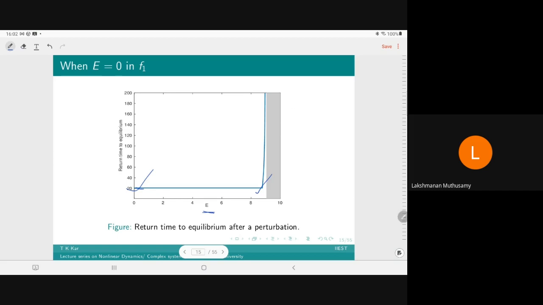Then suddenly the return time jumps. Return time jump, there is a bifurcation. This bifurcation is actually done in our paper. Spiral to node bifurcation has happened. So as the return time from this point to this point does not change, resilience remains unaffected.